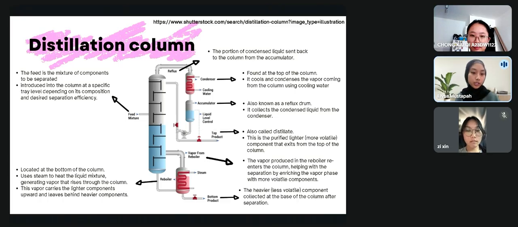Reboiler, located at the bottom of the column, uses steam to heat the liquid mixture, generating vapor that rises up the column, and this vapor carries the lighter components upward and leaves behind heavier components. And last, feed mixture. The feed is the mixture of components to be separated, introduced into the column at a specific tray level depending on its composition and desired separation efficiency.